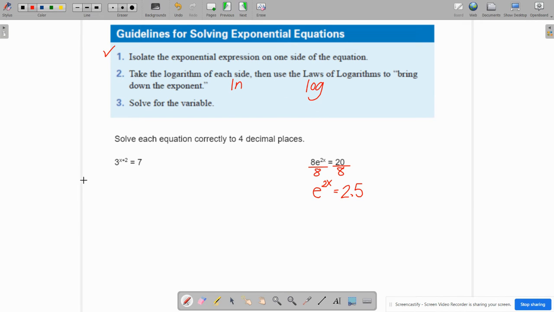So whatever you do to one side, you have to do to the other. So in this case, if I were to take log base 10, so the common log, of 3 to the x plus 2 power, I would also have to take the common log of 7. Over here, if I would take the natural log of both sides, the natural log of e to the 2x equals the natural log of 2.5.